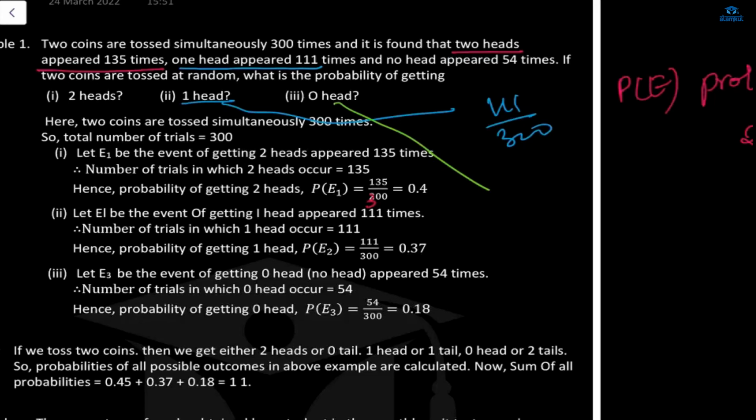See here, 300 times we have tossed the coin. Two heads we got 135 times. One head we have got 100 times, and no head appeared 54 times. So 54 upon 300 is the probability of getting no head.